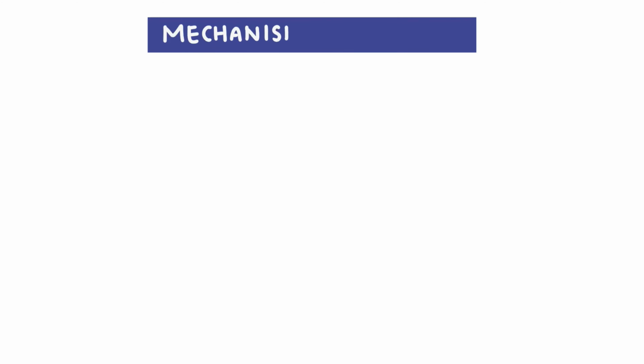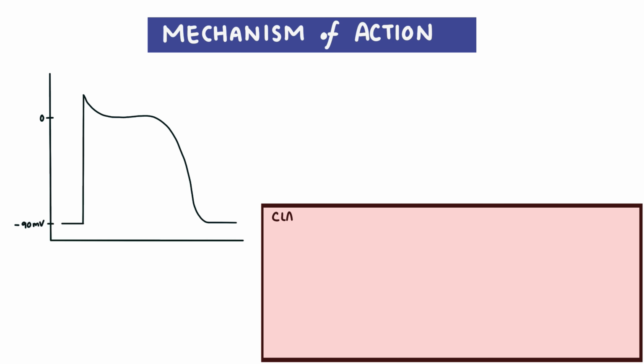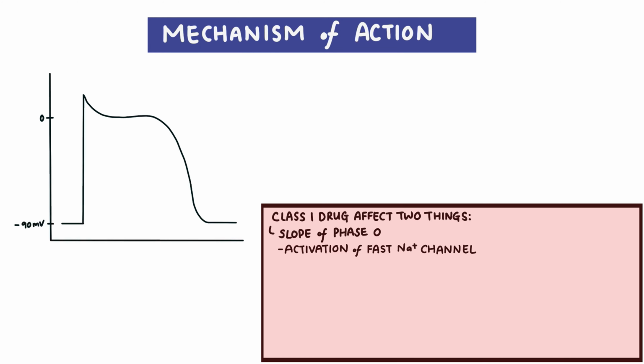Talking about the mechanism of action of Class 1 drugs, the primary effect is to block fast sodium channels in the heart. This action directly affects 2 things during the cardiac action potential, which is first, the slope of phase 0, or depolarization phase. Class 1 drugs slow down the activation of the fast sodium channel, which in turn slows down the rate of depolarization in phase 0, leading to flattening of the slope of phase 0.